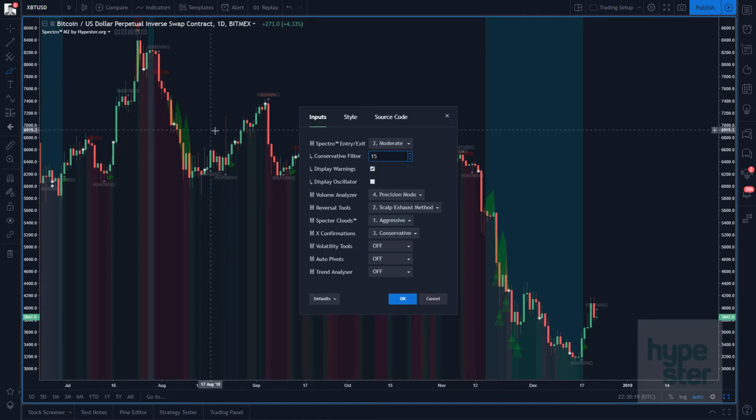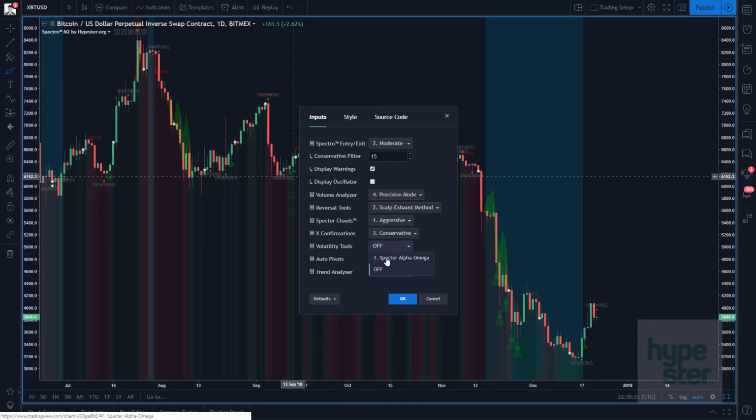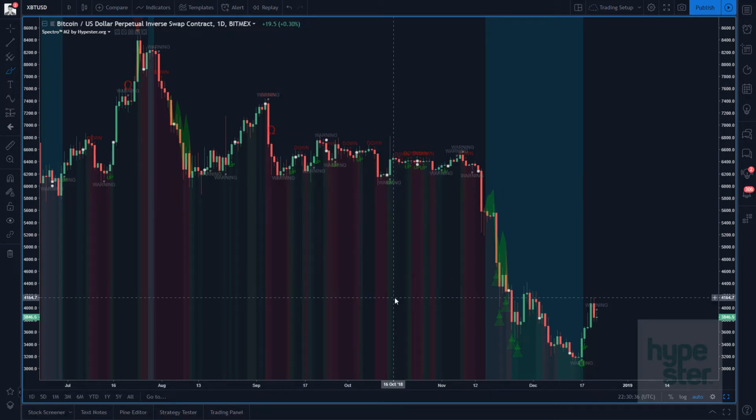So now let's go to the other one, volatility tools. So far we only have one available, but this is proprietary. It's the best volatility indicator I think there is out there right now. Volatility is ignored so much, and yet it's the most important thing for a trader.